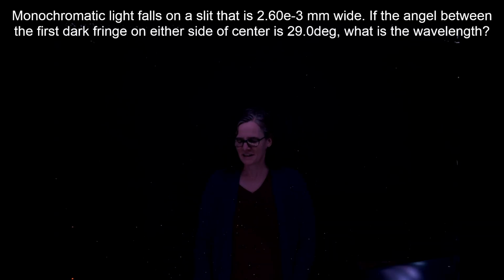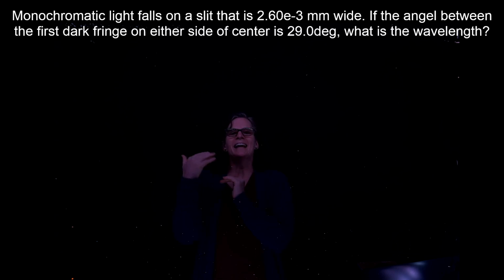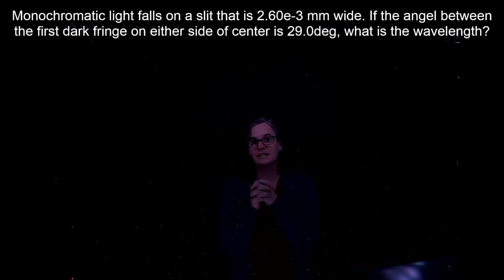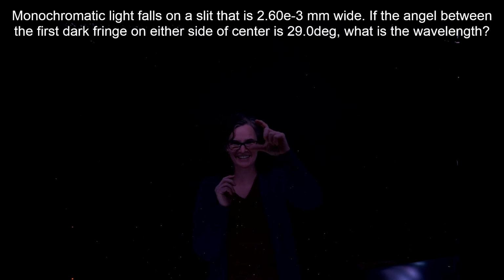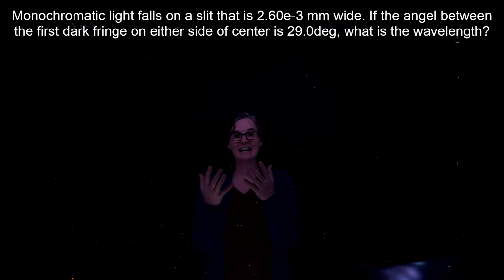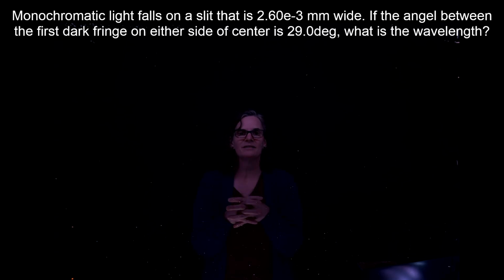All right, so this example problem reads, monochromatic light falls on a slit whose width is 2.6 times 10 to the negative third millimeters, so super tiny. If the angle between the first dark fringe and the next dark fringe over center is 29 degrees, so the fringe to fringe is 29 degrees, what is the wavelength of light? So this is the idea of if I can measure the diffraction grating and I know information about my system, like the width of the slit, I can determine what wavelength of light I'm dealing with.